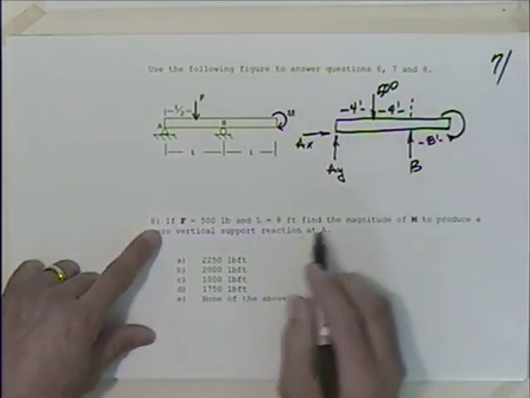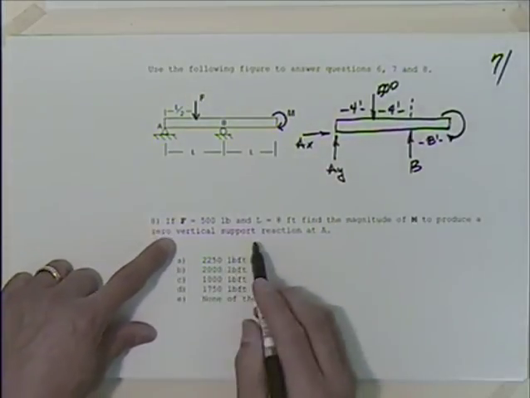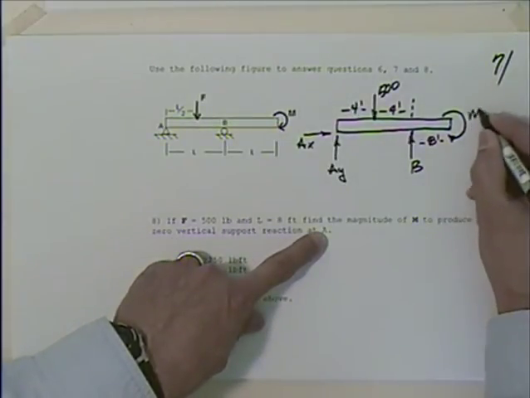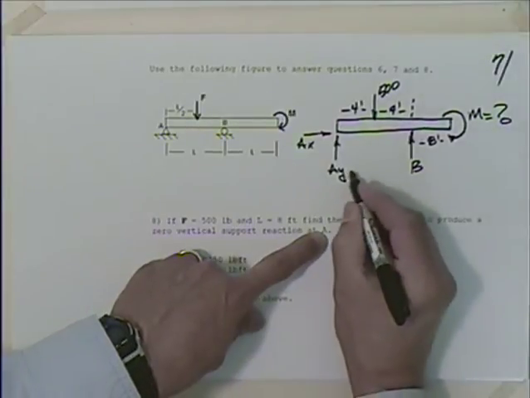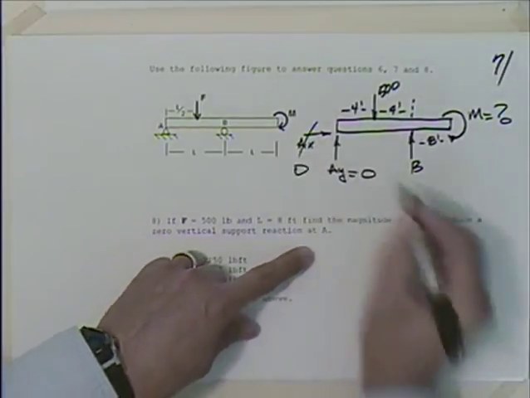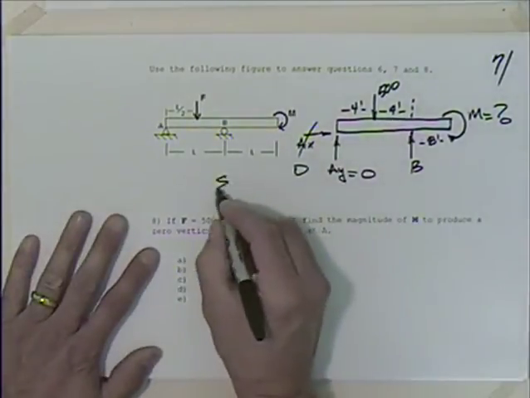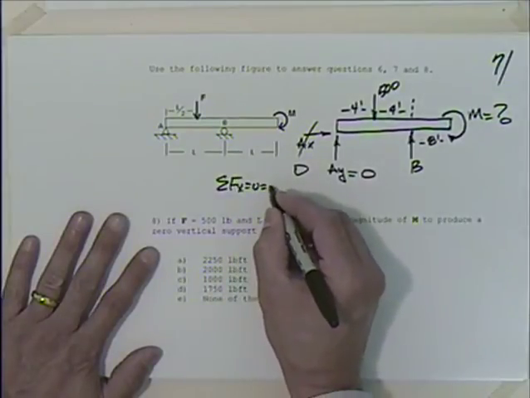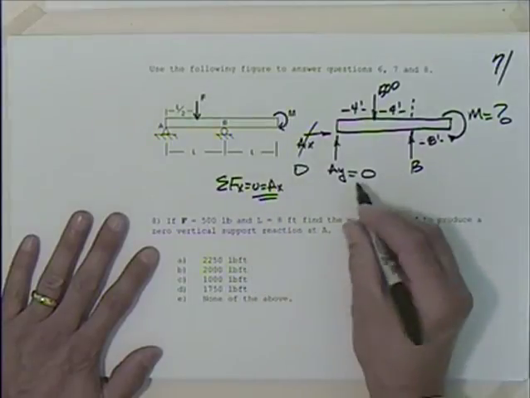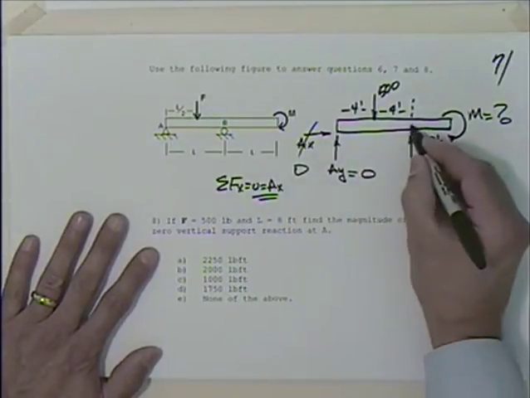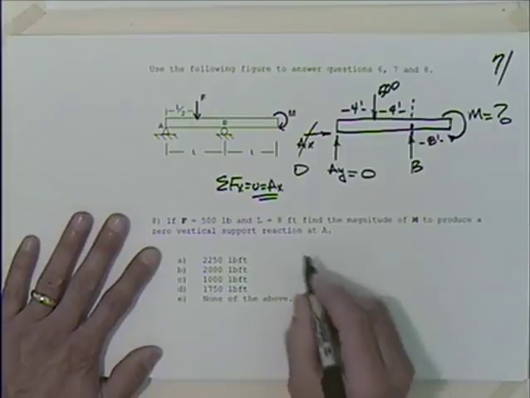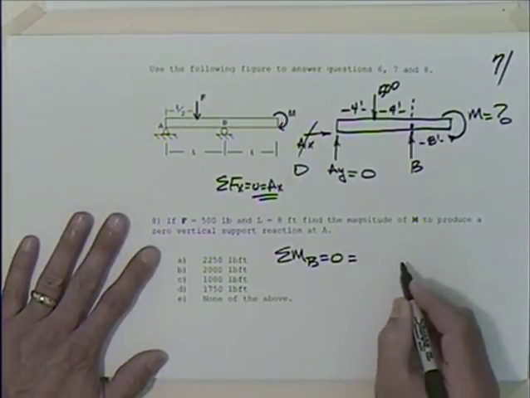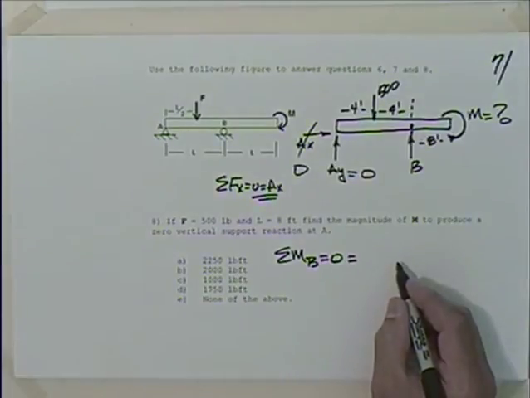And what are they wanting here? Find the magnitude of M to produce a 0 vertical support reaction at A. So we would like this to be 0. We know that's 0. It's from sum of the forces in the x direction is equal to 0. It is equal to AX. But we'd like to get this one 0. Well, what could we do? We could sum the moment about B, right? So if I sum the moment about B, setting that equal to 0, I have what?